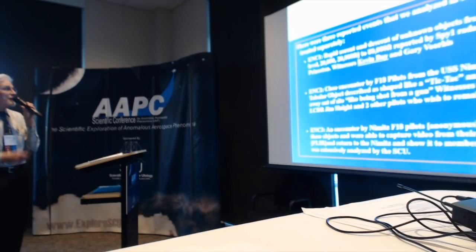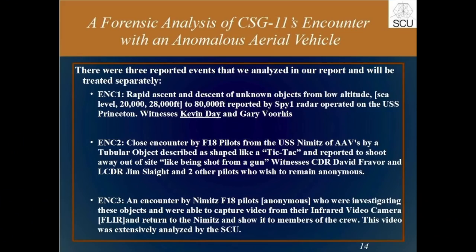Okay, there are three reported events that we did analyze in this report, and we're going to cover this this evening. The first one is what Robert talked about, the rapid ascent and descent of unknown objects from low altitude. There are multiple events, described from sea level, 20,000, 28,000, 80,000 feet, reported by the Spy One radar, operated by Kevin Day, and also corroborated by Gary Voris.